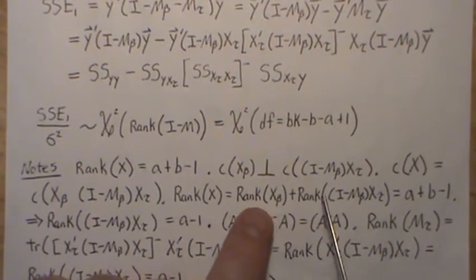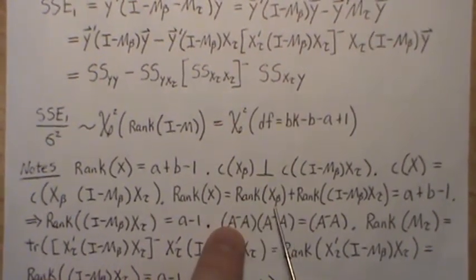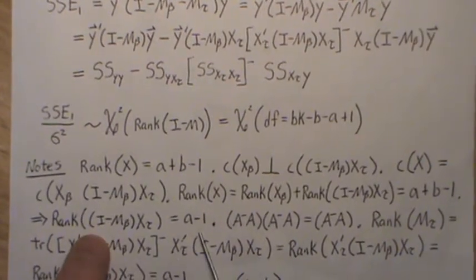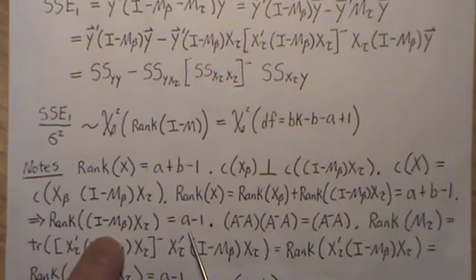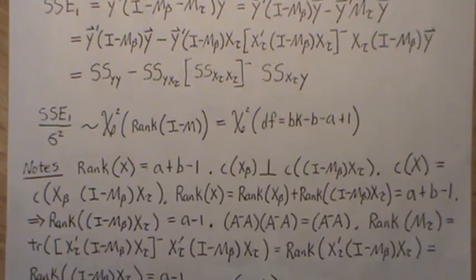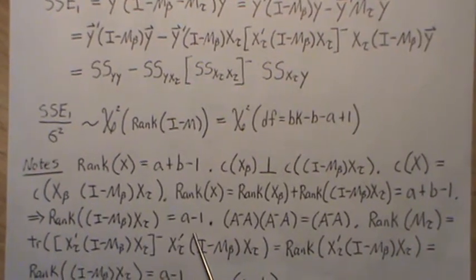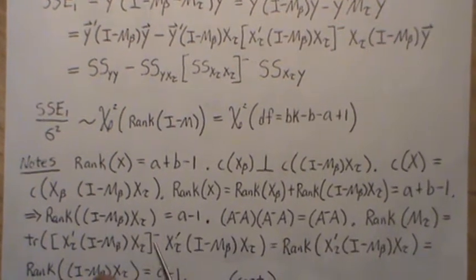And it's so easy to tell that the rank of x beta is b. And you subtract that over, then you can easily see that the rank of this piece, I minus m beta x tau, is a minus 1. Okay, so this is a little background before we start calculating the degrees of freedom here.